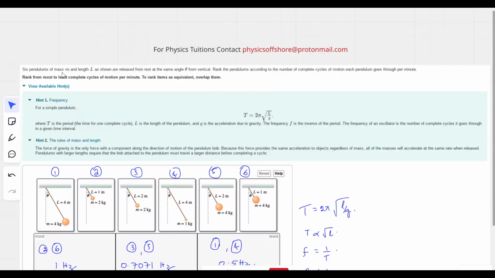Six pendulums of mass m and length L are shown, released from rest at the same angle theta from the vertical. Rank the pendulums according to the number of complete cycles of motion each pendulum goes through per minute. Rank from most to least complete cycles of motion per minute. To rank items as equivalent, overlap them.